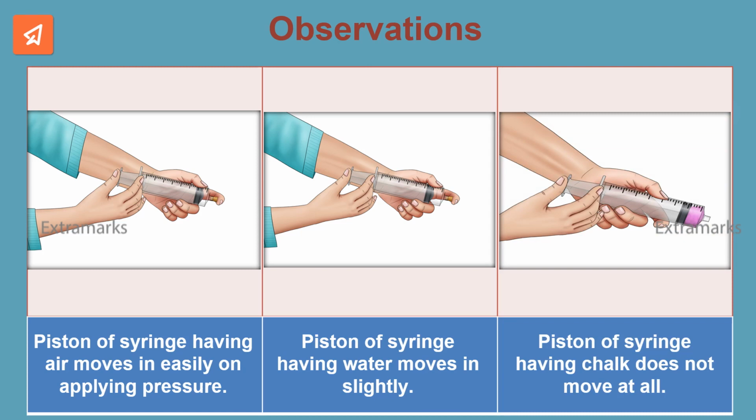The fact that the first syringe moves in easily signifies that gases can be easily compressed. The syringe filled with water moves only slightly, meaning that liquids are only slightly compressible. On the other hand, the syringe with chalk pieces does not move, meaning that solids are completely incompressible.